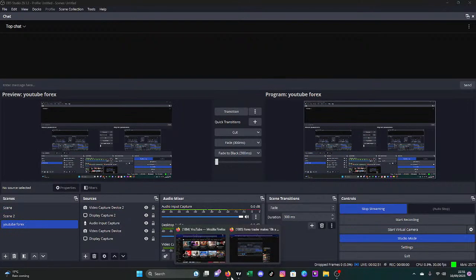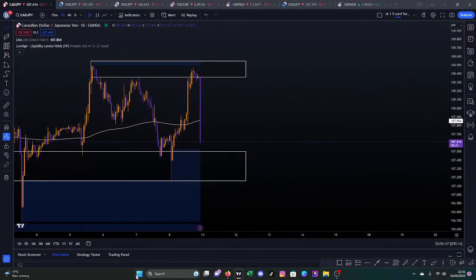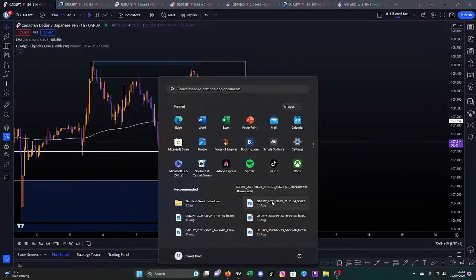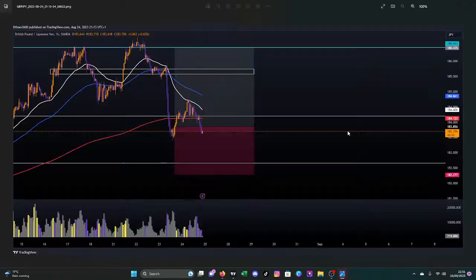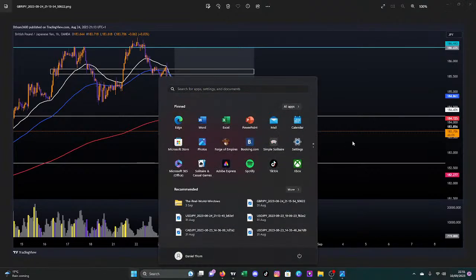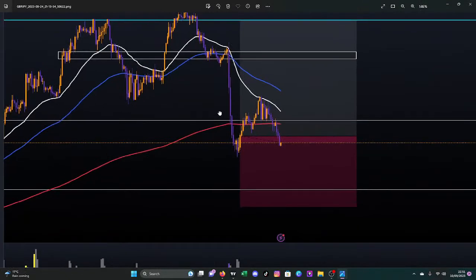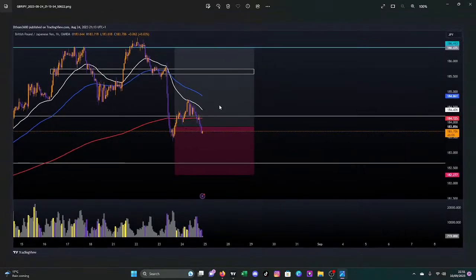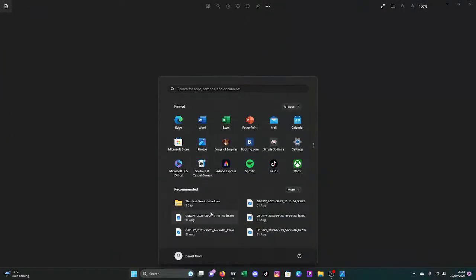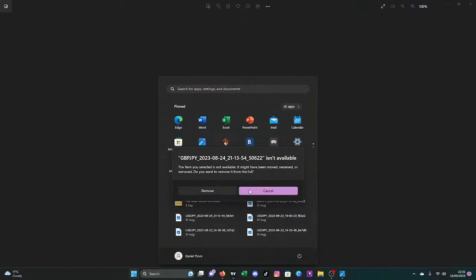YouTube forex, right, let's go. First of all, I've got screenshots from trades from last week. So that is one of them right there. If we can zoom this out. In fact, we'll delete that screenshot because there's no point having that there. Remove that.